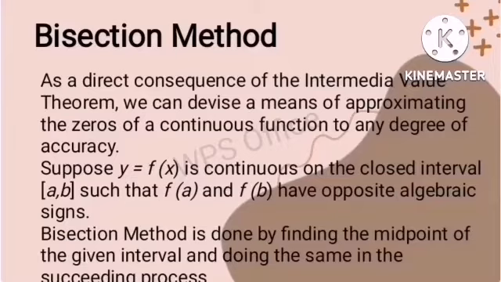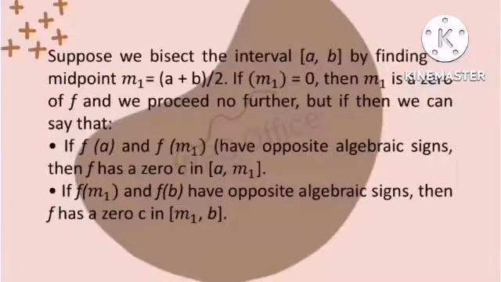Bisection method is done by finding the midpoint of the given interval and doing the same in a succeeding process. Suppose we bisect the interval [a, b] by finding its midpoint, m sub 1, which can be determined by dividing the sum of a plus b by 2. If f of m sub 1 is equal to 0, then m sub 1 is the zero of the function and we proceed no further. Dira lang na lang tatama kay nakuha naman ang 0.